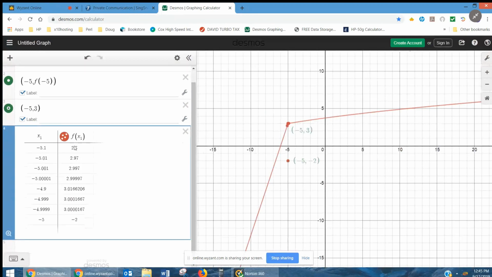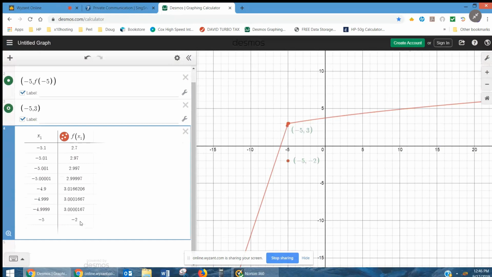and you could evaluate the limit by direct substitution. But as x approaches -5 from the left, you can see that f of x is getting closer and closer to 3, 2.99997 down here. And as x approaches -5 from the right, like -4.9, again, we're getting closer and closer to 3. And so the limit from the left does equal the limit from the right. So the limit exists. It's 3.